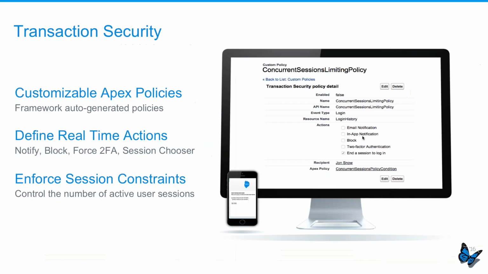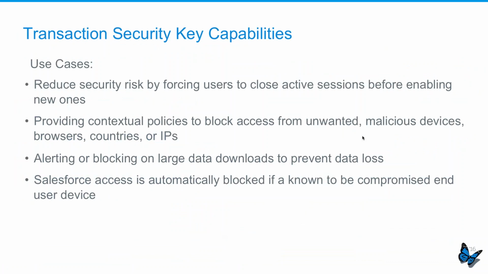There's some transaction security. We talked a little bit about this earlier in the Salesforce One Mobile. These are being brought in here as well. You can enforce some session constraints. You can reduce the number of active sessions a user has available before they enable new sessions. You can alert or block on large data downloads so you can prevent data losses. And Salesforce will automatically block if somebody's coming in from a device that's known to be compromised.